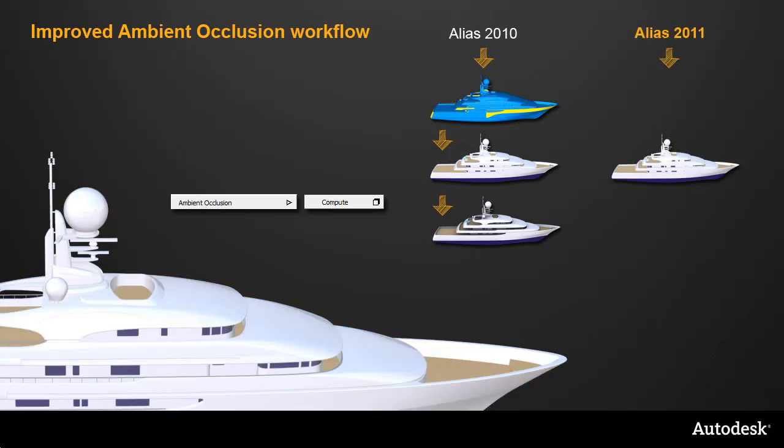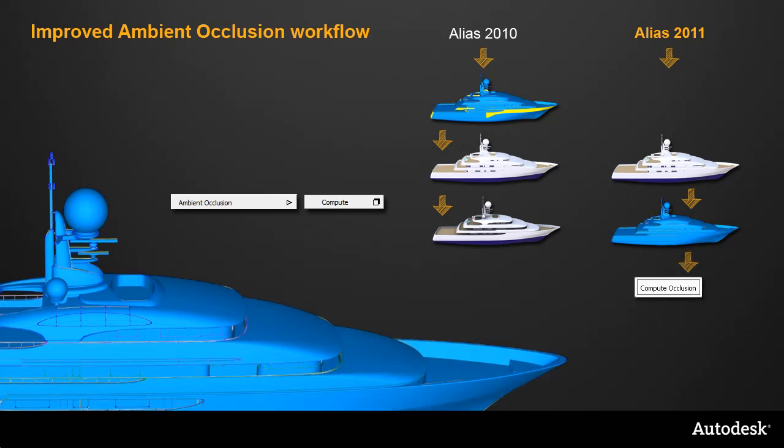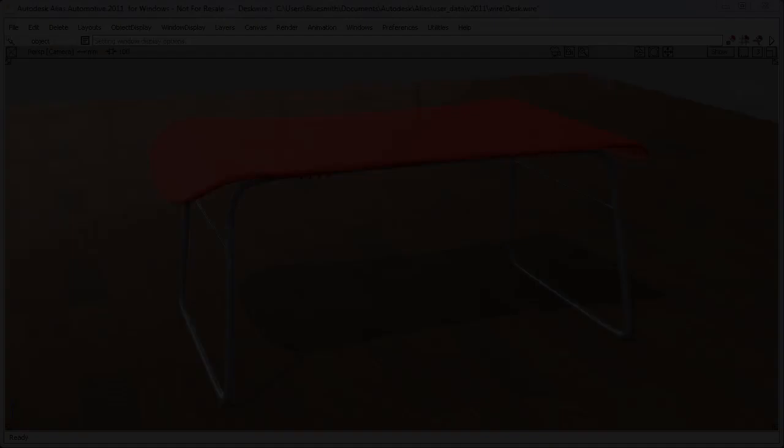So in Alias 2011, I still start with the shaded model, but choosing the Compute tool doesn't start the calculation straight away. Instead, it puts me into the Orient Normals mode to check and correct any orientation problems. Only then do I click on a new Compute button to start the calculation. So basically, the order in which I do the ambient occlusion has been improved to reduce errors and wasted time.